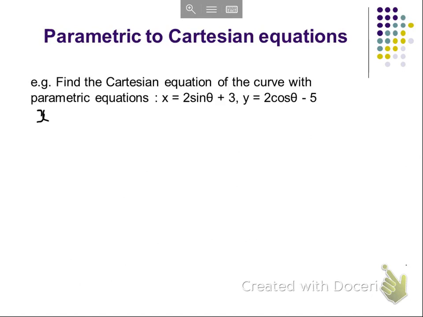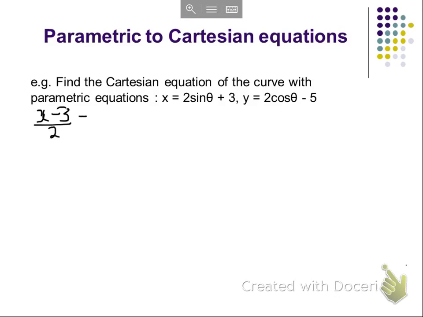The second example is slightly more complicated in that we've got sine theta and cos theta in each of our parametric equations. But we do know an identity linking sine theta and cos theta. We know that sine squared theta plus cos squared theta equals 1. So we need to use this and try to link our parametric equations with this identity in mind.